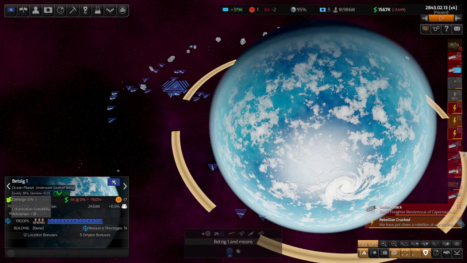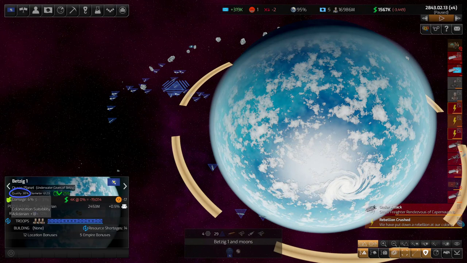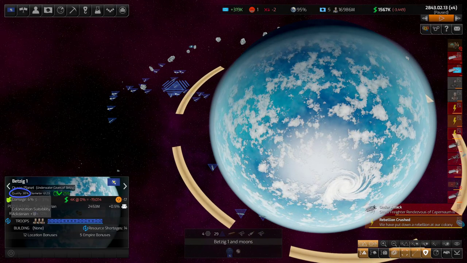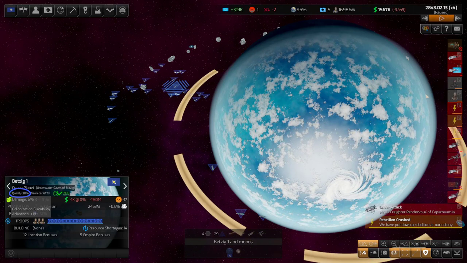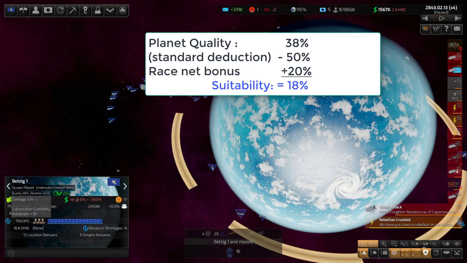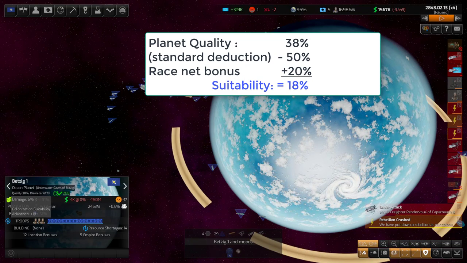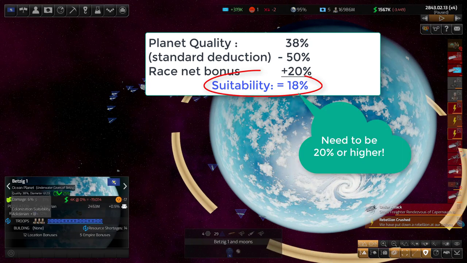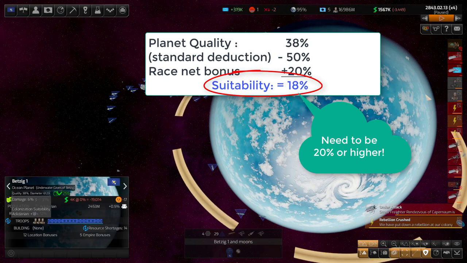So that 38%, right, is below my base 50%, right? So the way it works is you have to subtract 50% from the 38% and then add the race bonus, which is 20%, to that number, right? And so that gets you to 18%. You really need 20% or higher to be profitable. So right now, this planet's not going to be profitable.